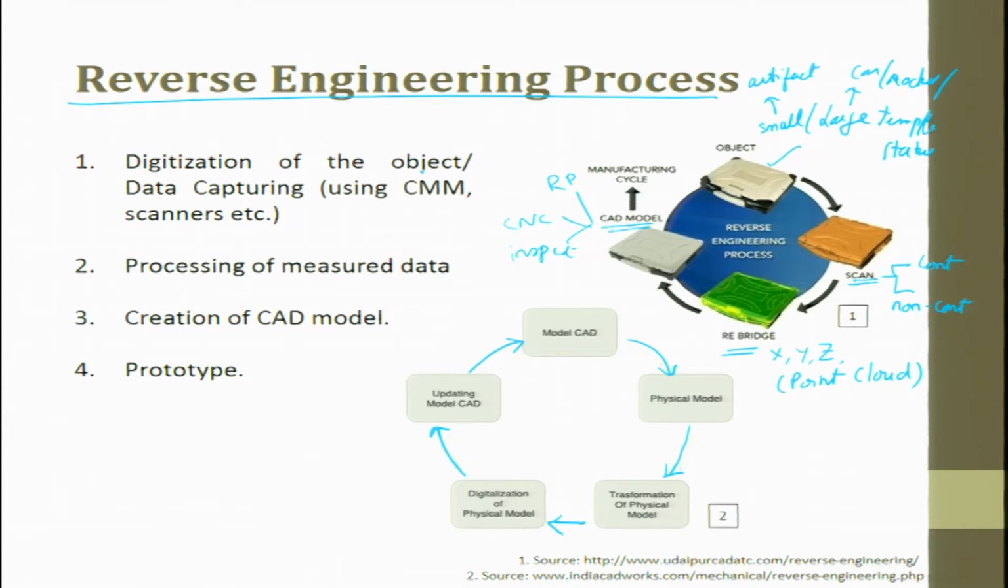So, digitizing of the object, that is to say data capturing, is a very, very important step, and this scanning of data, digitizing, and then bridging of the data is very important, and a lot of mathematics is involved. And interestingly, if you see, today you have many mobile phones which have two cameras.